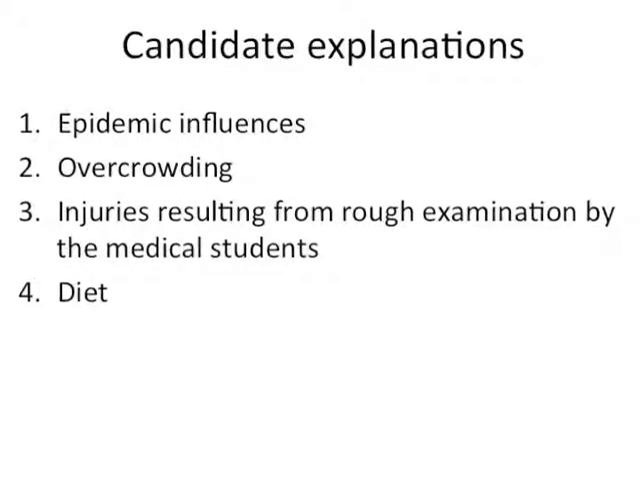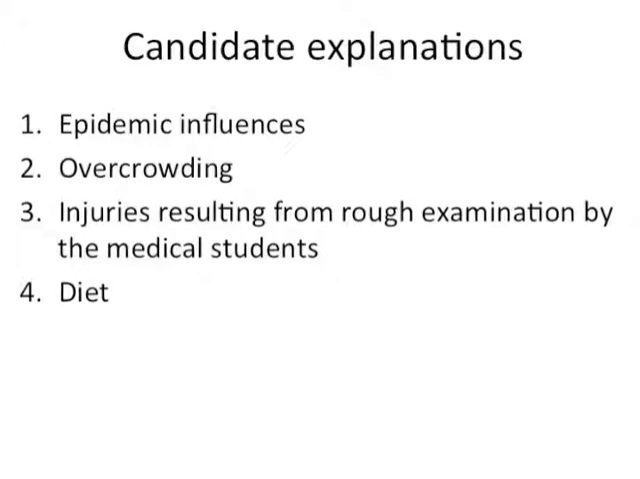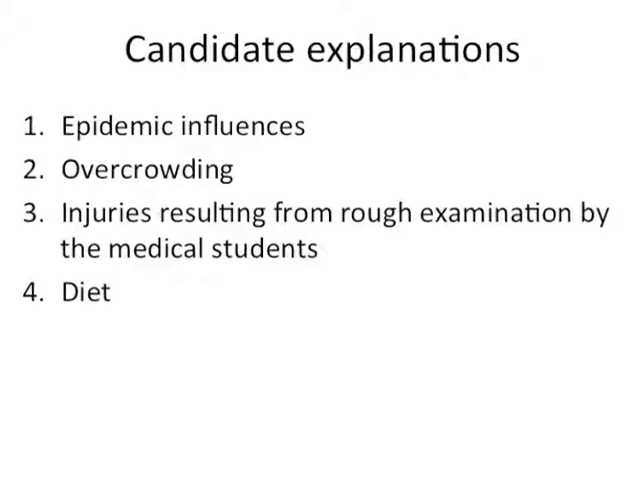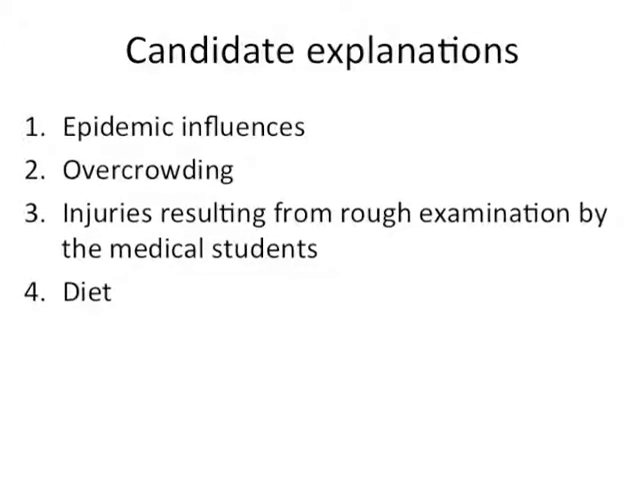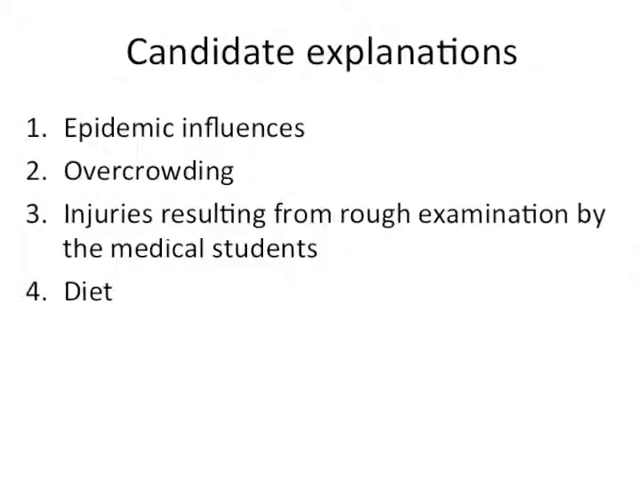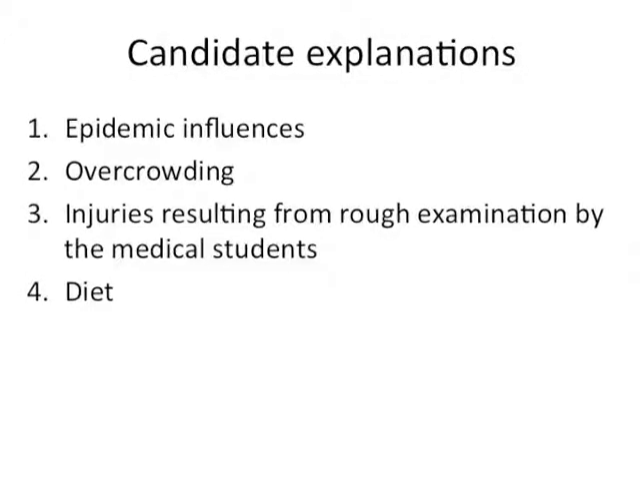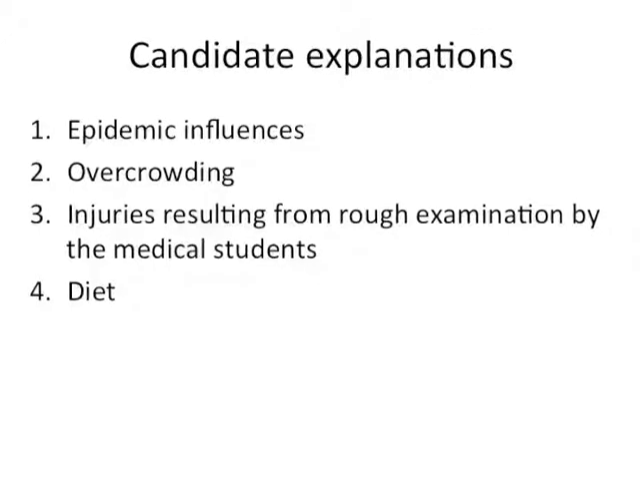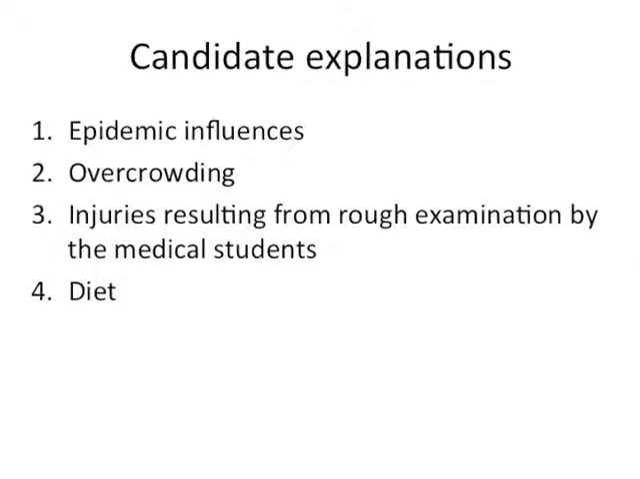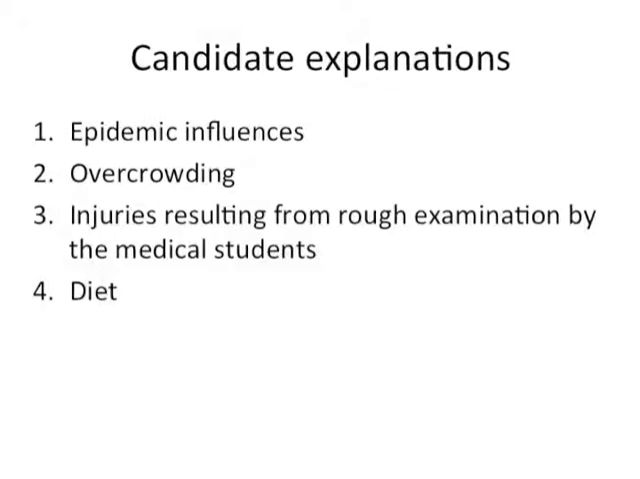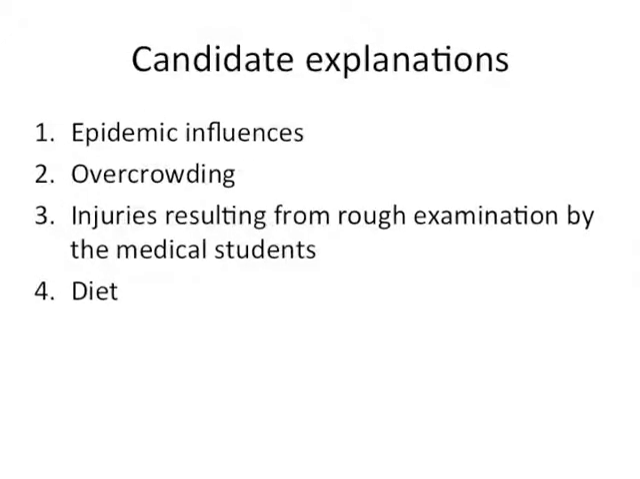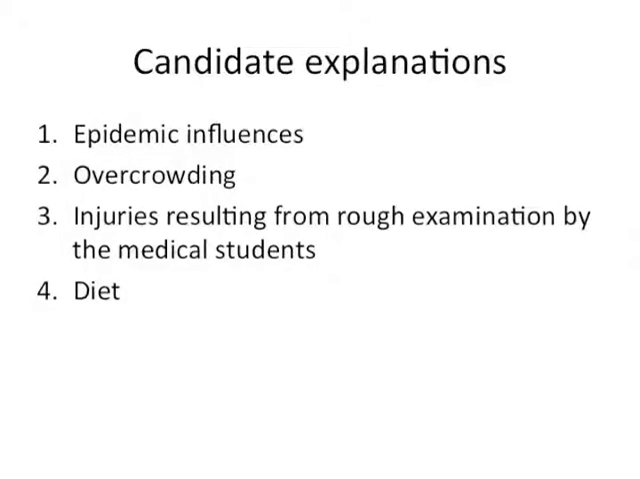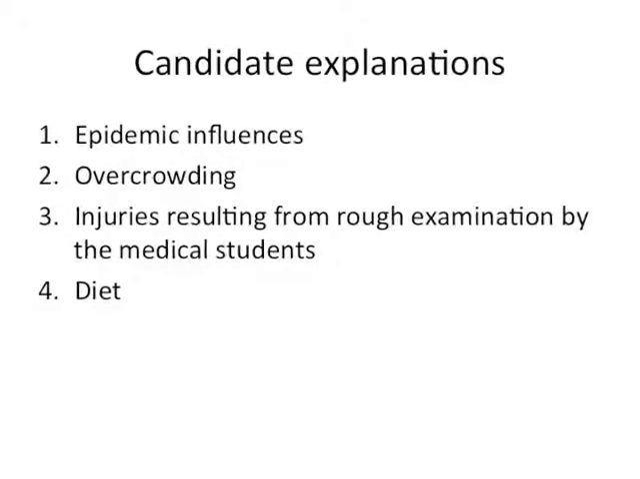Other explanations for the different distributions of childbirth fever were given in terms of, well, perhaps overcrowding is an important factor. Another explanation had to do with the kind of people working on each of the divisions. For instance, that perhaps it is due to injuries that were caused by medical students, right? And given their rough examination techniques. Another story had to do with possible differences in diet.